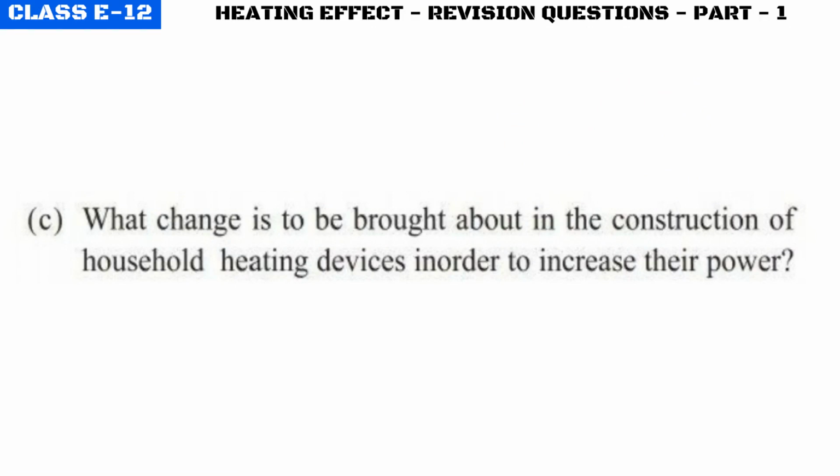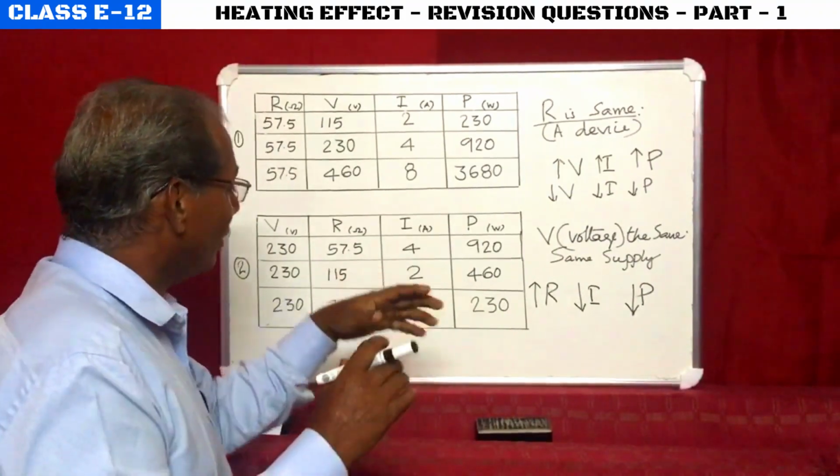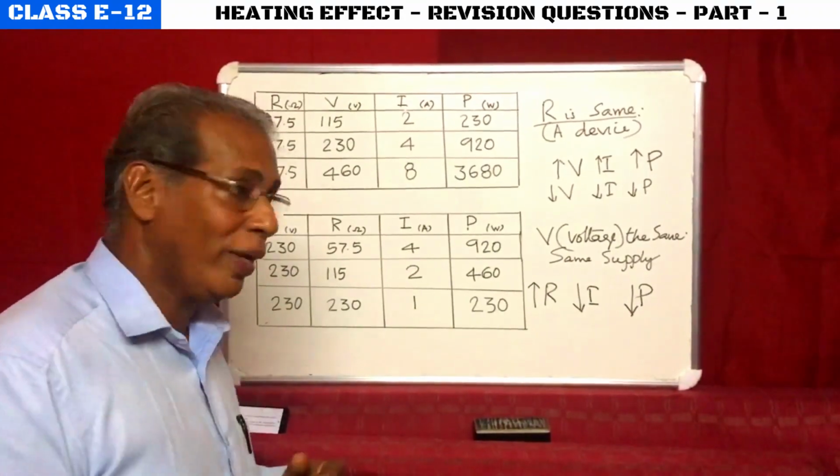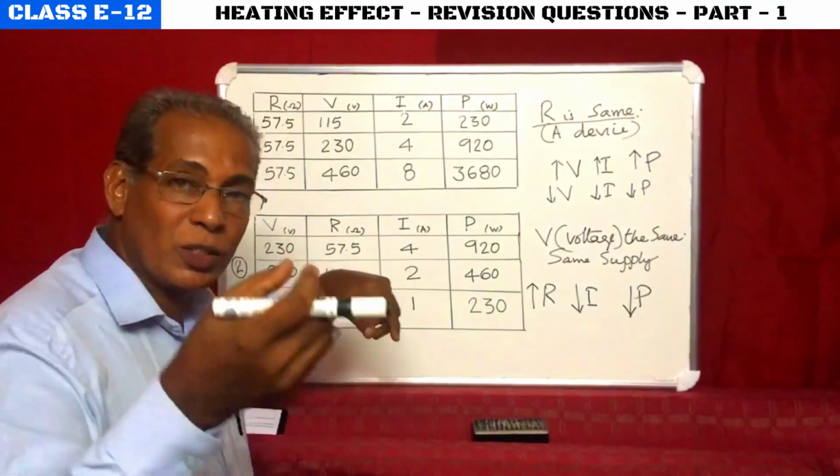Now, one more question is there. Third question. What change is brought about in the construction of household heating devices in order to increase their power? What change do we have to make in the construction of a device in order to get greater power? If you want greater power in the circuit, what type of device do we have to design? It must be designed in such a way that the resistance is smaller.